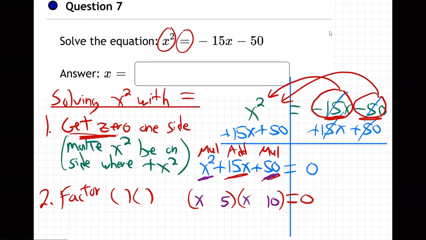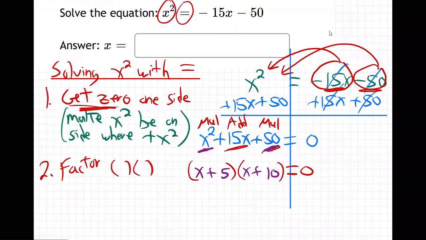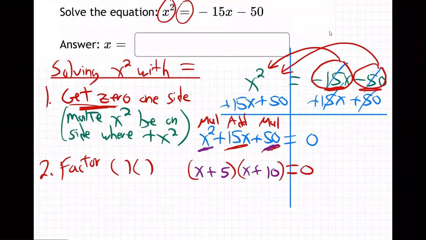Everybody see what I'm doing? Front times front to be front, and last times last to be last. That's the multiply, add, multiply. Last thing we have to do is get the add in the middle. The numbers have to add to be 15. Well, that's easy, just make them both positive. 5 and 10 add to be 15. Got it. But we're not done here. When you have the equal 0, you have to do another step after the parentheses. If they just said factor and there was no equal sign, I would be done now. But I have one more step because we do have an equal sign.